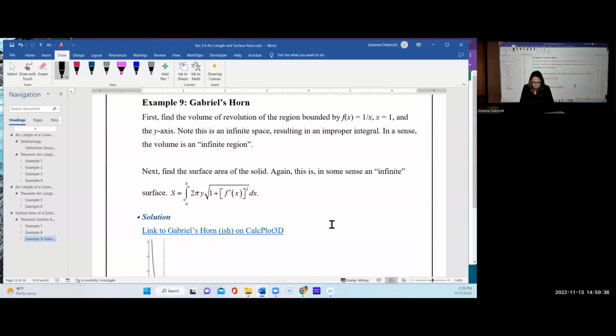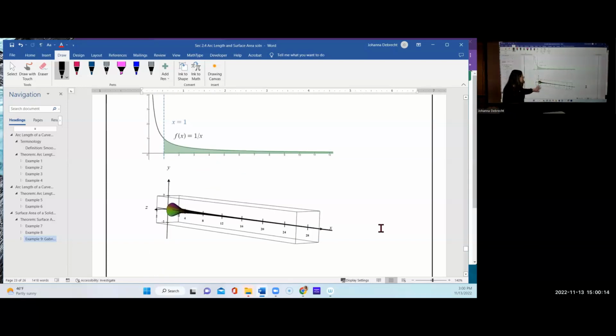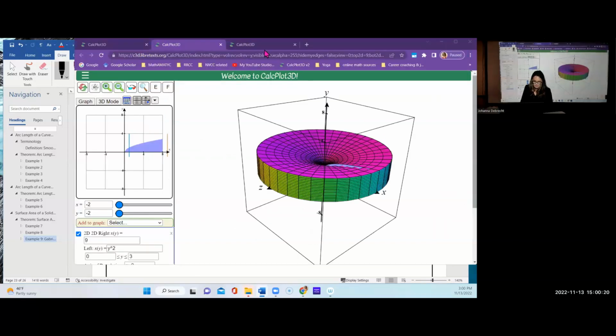Very, very weird things. So Gabriel's horn basically takes the graph of 1 over x from x equal 1 to infinity, and it revolves it around the x-axis. So we're taking a portion of that rational function and revolving it around the x-axis. So here's the graph of 1 over x that you see here. And then we start at x equal 1 and we go from 1 to infinity. And we're going to revolve this around the x-axis so that when you revolve it, you end up with something that looks like this. Now, this was taken from CalcPlot 3D. So I'll come over here and show you what it actually looks like on CalcPlot 3D.